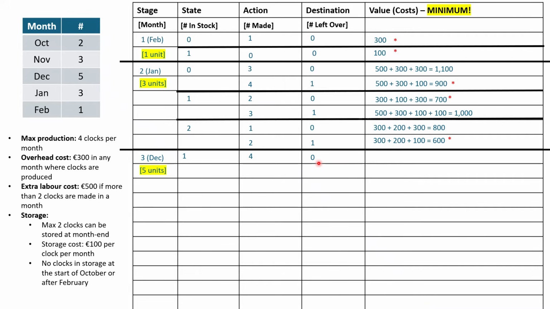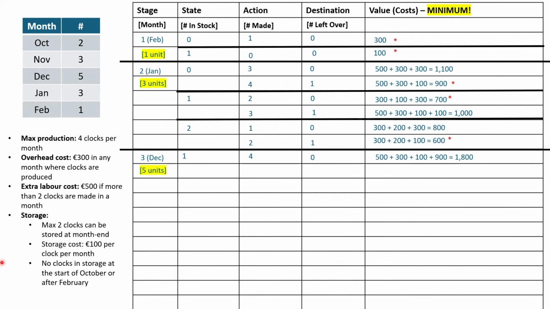So this 0 will link back to 0 in the previous month, which is this line here. Well, actually, it's these 2 lines here, and we're taking the optimal value, which is our 900. So here we're getting our 500 over our extra labour, 300 over our overheads. We have 100 for our storage, and that 900 is coming from the destination of 0. So we had 0 left over at the end of December, which means we started January with nothing, and the optimal value if we start January with nothing was to get to our 900.